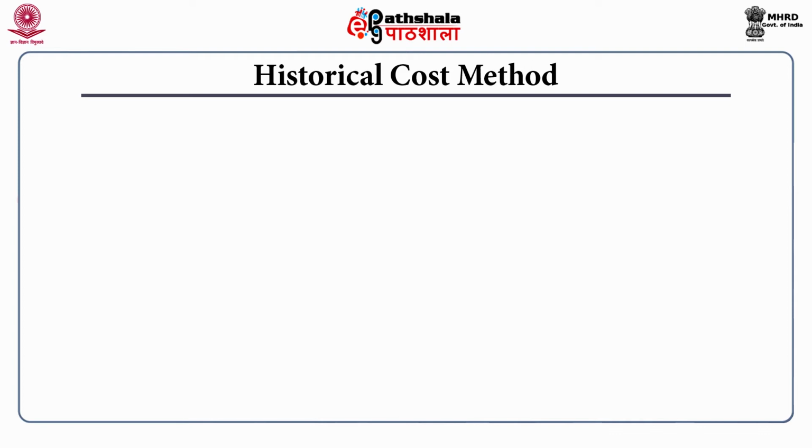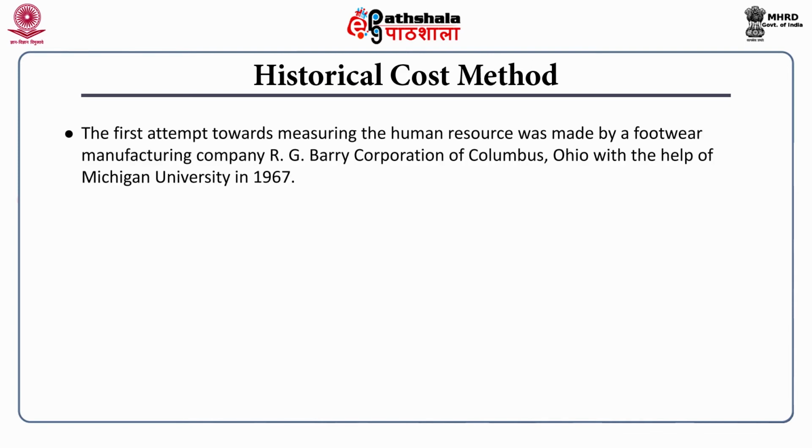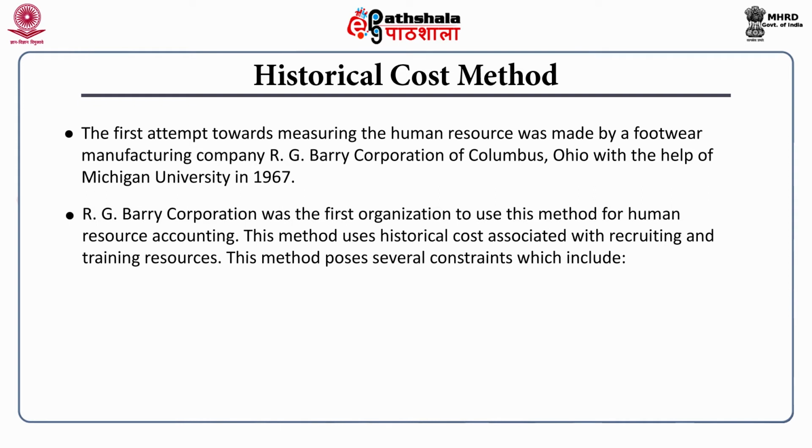Let's understand the historical cost method. The first attempt towards measuring the human resource was made by a footwear manufacturing company, that is R.G. Berry Corporation of Columbus, Ohio, with the help of Michigan University in 1967. R.G. Berry Corporation was the first organization to use this method for human resource accounting. This method uses historical data, that is cost associated with recruiting and training resources.